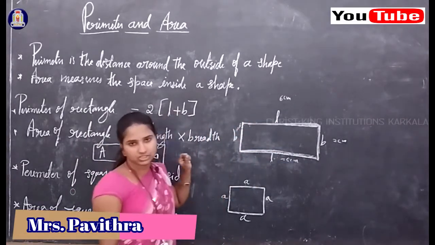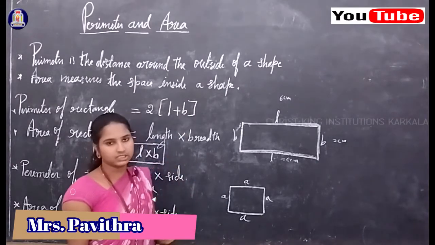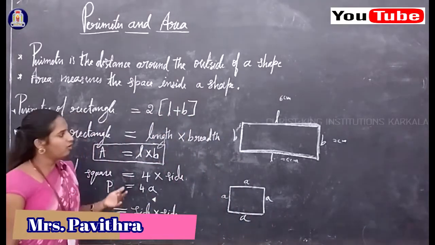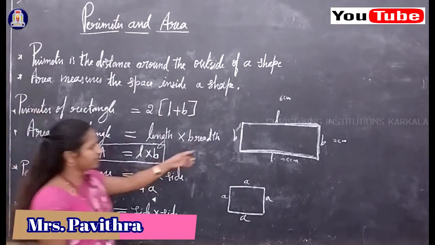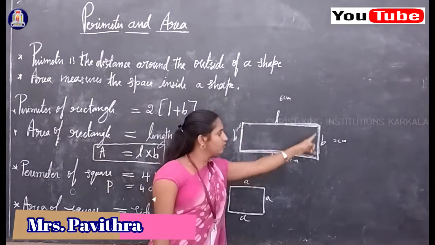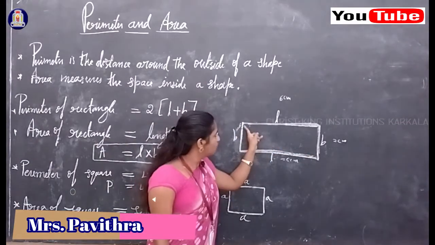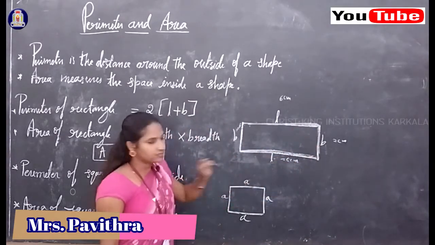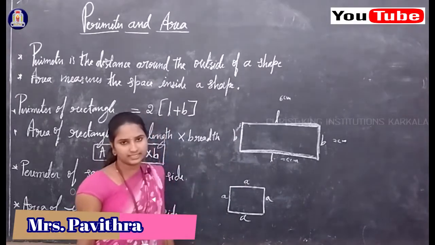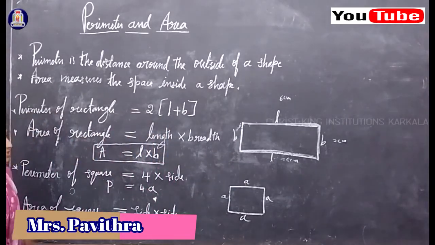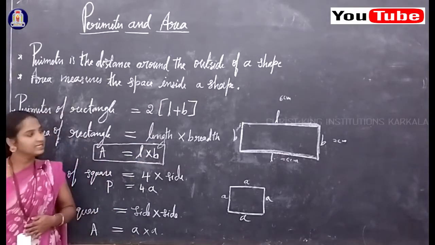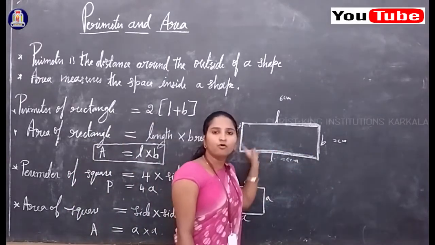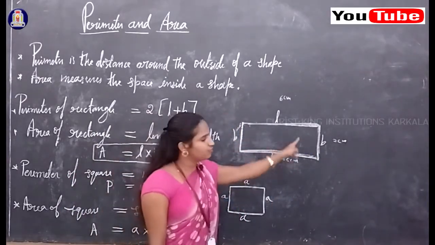So total how much? So finding the perimeter, the length of the sides, or we'll say circumference, okay, or length or perimeter. So perimeter means what? Adding all the four sides. Clear? So now 6 plus 2 is 8, 8 plus 6 is 14, 14 plus 2 is 16. So what is the perimeter of the rectangle? That is 16 centimeter. Clear? So how to find perimeter? You just have to add all the four sides.